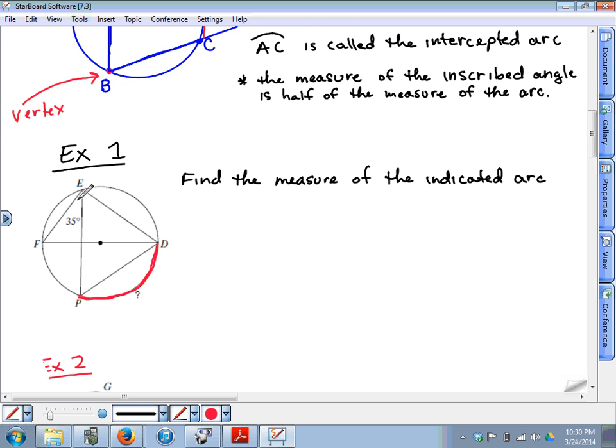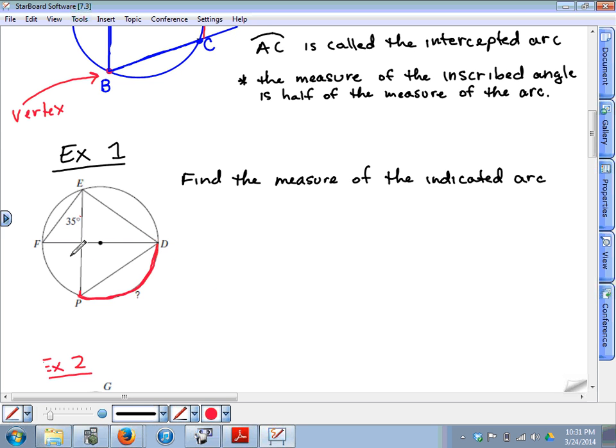a couple of things. If we knew the measure, let's take a look at the intercepted arc and the angle. A couple of things we could try. If we knew the measure of this angle right here, then we would just double that. That would be the measure of that arc. Unfortunately, it's not going to be very easy for us to find the measure of that angle, so I wouldn't recommend going that route.